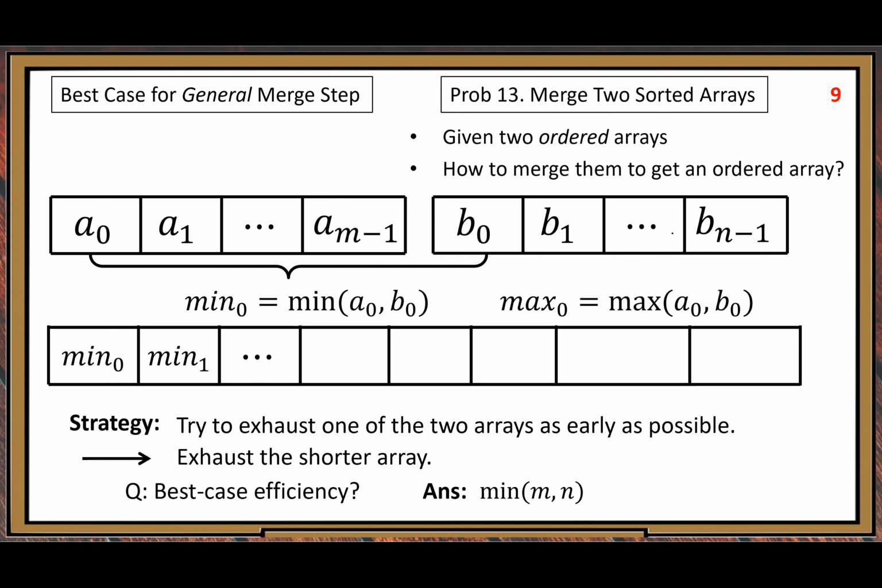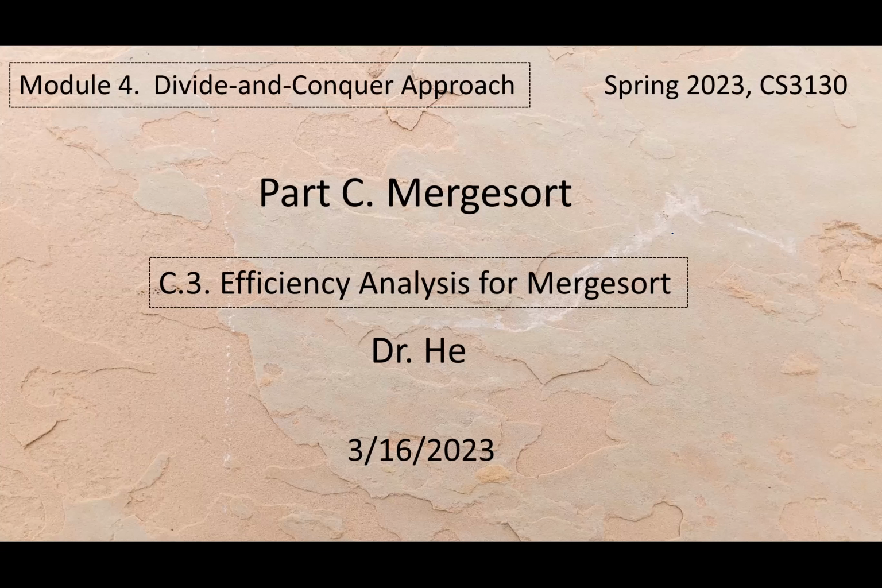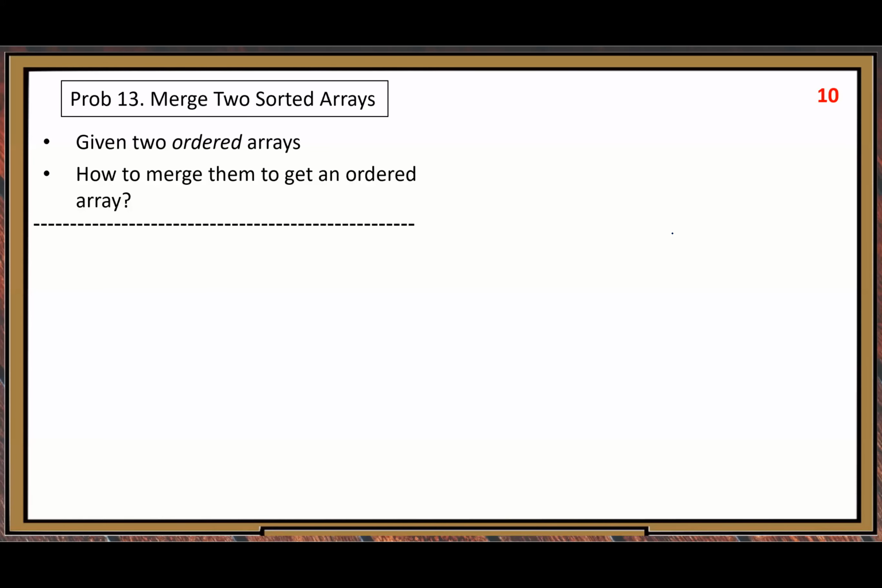All right. Then C.3, efficiency analysis for merge sort. So this time we need to see, for a general n, the data size general n, what kind of efficiency function do we have? In order to find that answer, we need to do some math computation here. Derive recurrence relation.